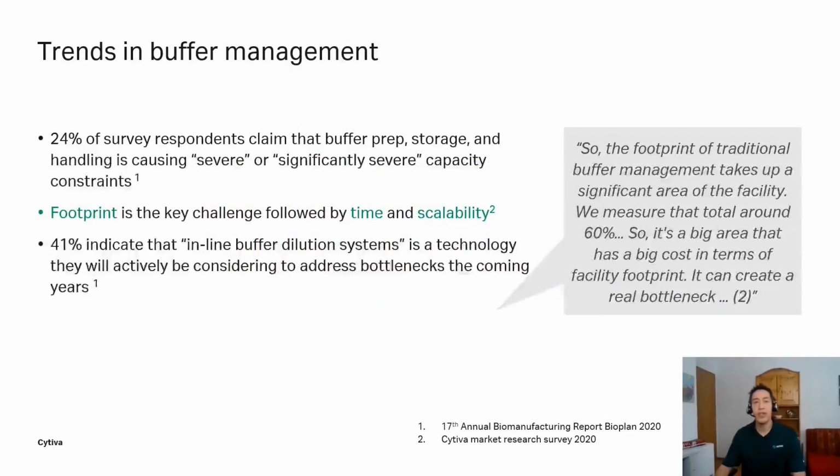And this is illustrated when seeing the trends that were verified in internal market research, as well as in the annual biomanufacturing report from BioPlan. The BioPlan report is a thorough one as it encompasses different geographies with respondents from 33 different countries, different levels, different customer types, from startups to large-scale industrial to CMO. But irrespective of these distinctions, approximately a quarter of respondents called out buffer-related items as being a root cause constraint on their capacity. Internal research further categorized where this pain was coming from: footprint, time, and scalability.